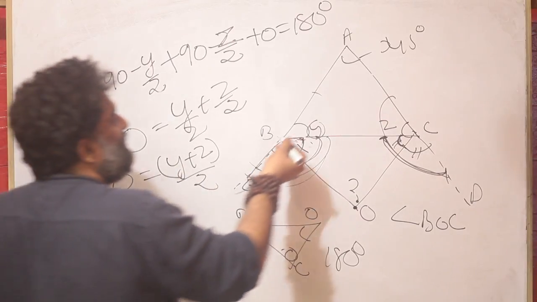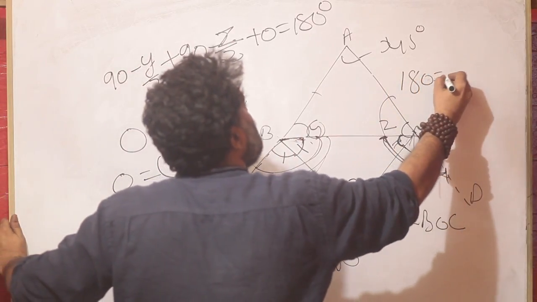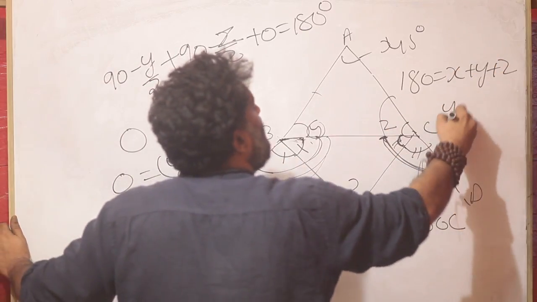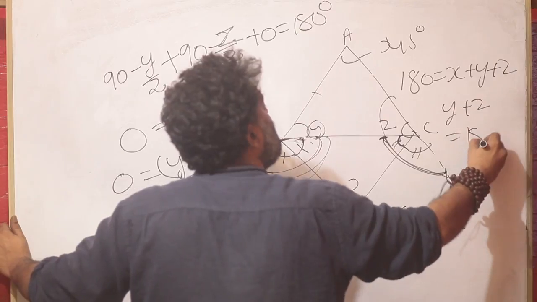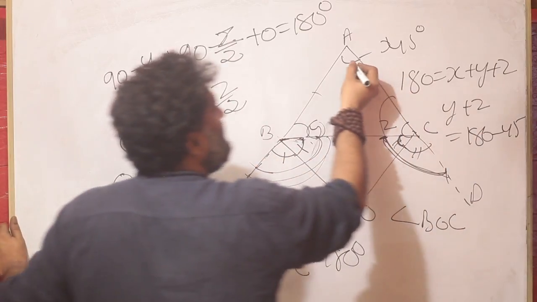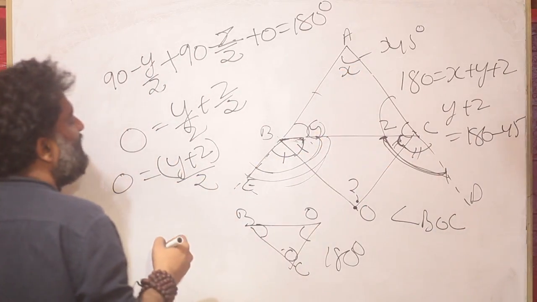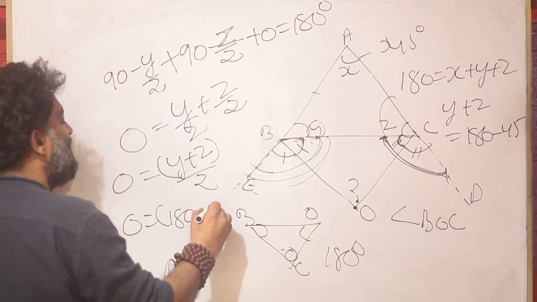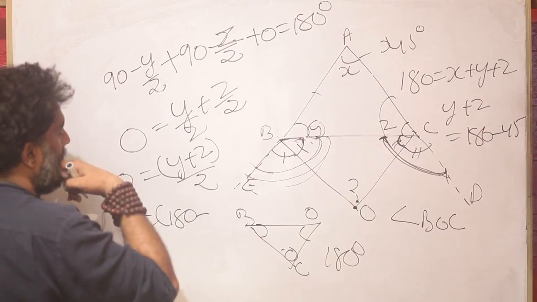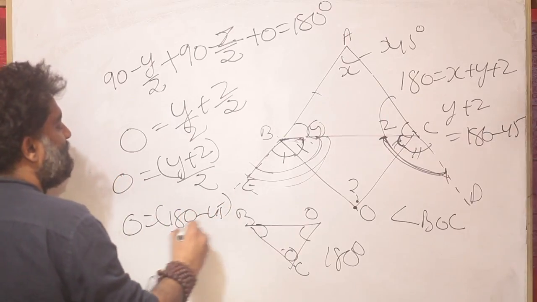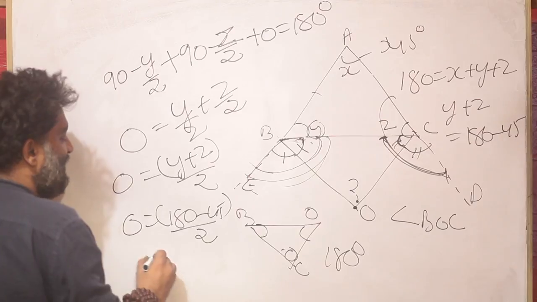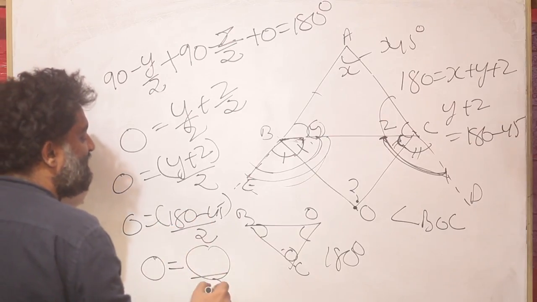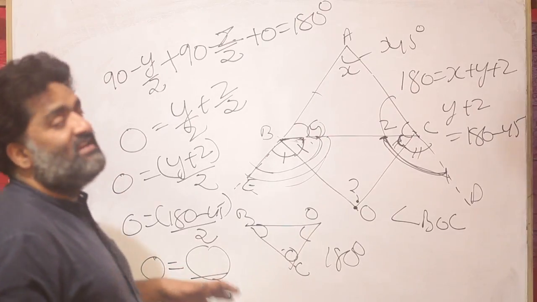Now I can make a very quick jump. I know 180 is equal to X plus Y plus Z, or Y plus Z is equal to 180 minus 45, because X was given to me as 45. So instead of Y plus Z, I can write 180 minus 45, and that's it. So the value of angle O is going to be 180 minus 45, whatever that value is, divided by 2. So I'm leaving that final step to you.